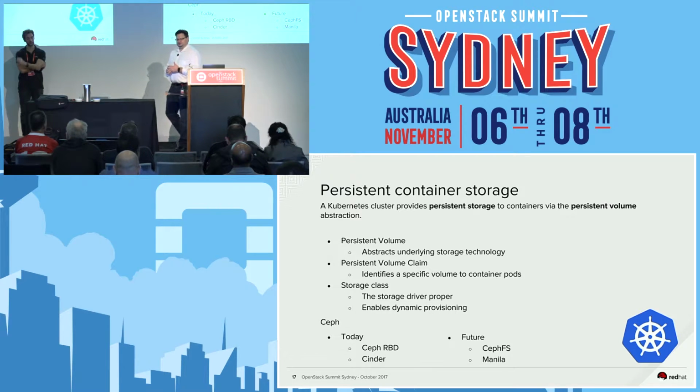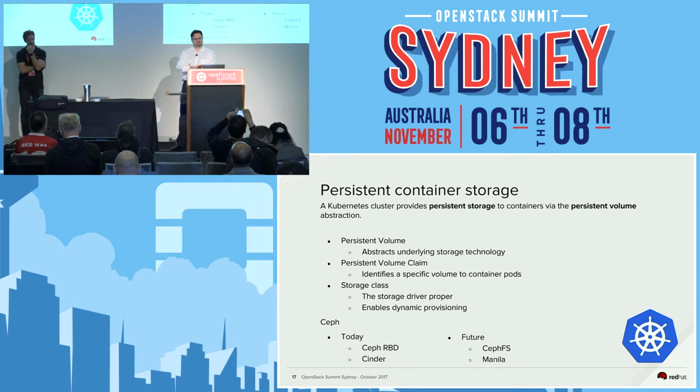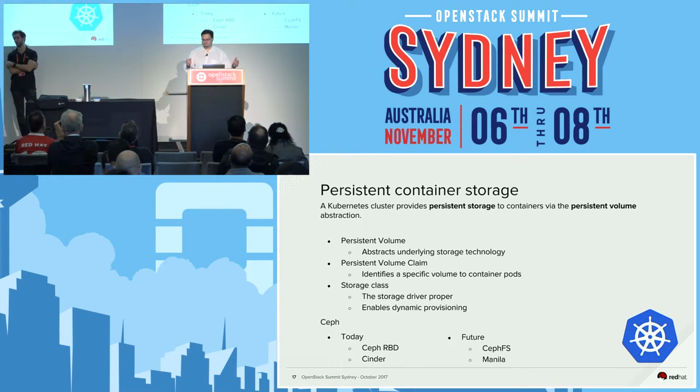So Andrew went over this already. These are the abstractions that Kubernetes provides for persistent storage. So you have the persistent volume, which is very self-describing, the volume claim, which is a reference to this volume, and the storage class, which you can think of as a driver.